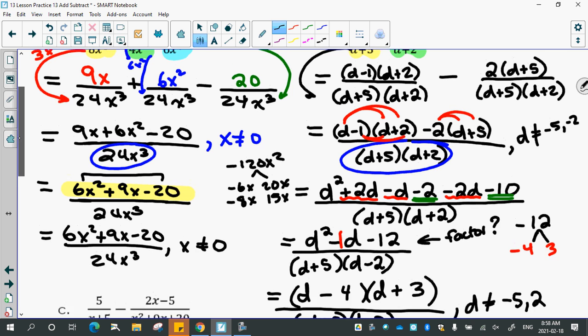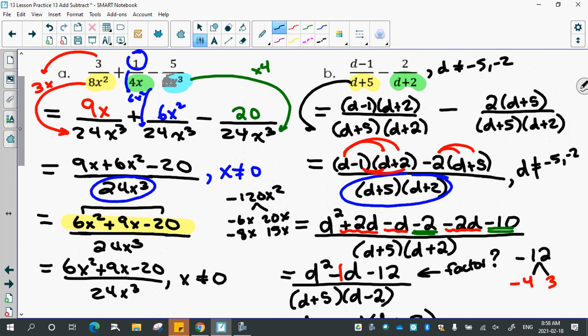One thing I wanted to point out was the biggest mistake I see with adding and subtracting is people wanting to cancel in this step. Like they see a d plus 2 here and they want to cancel those, and they see the d plus 5s here and they want to cancel those. Why can't you do that? Does anyone know why that's not? Yeah?